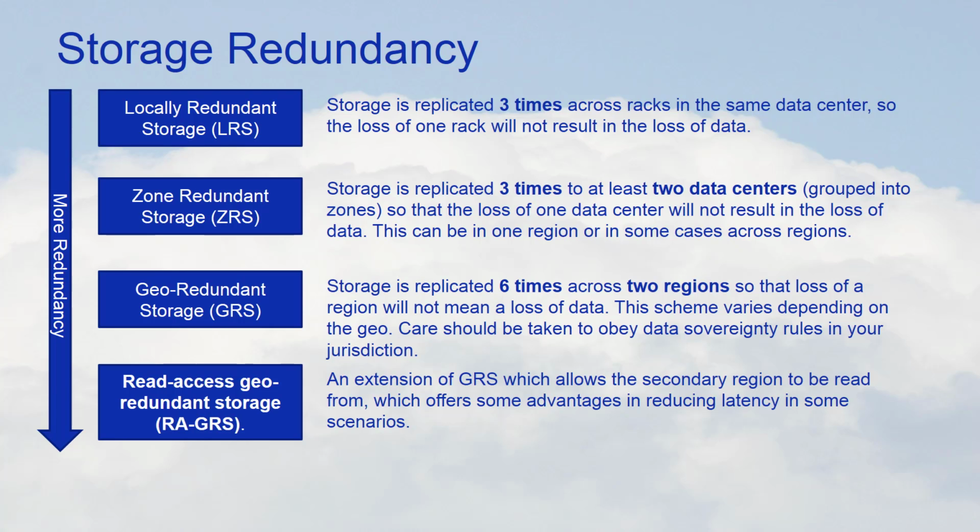That's zone redundant storage. So if you want to store data across zones, that's what geo-redundant storage is. And geo-redundant storage is actually replicated 6 times across 2 different regions. So you can think of a data center belonging to a zone and a zone belonging to a region.